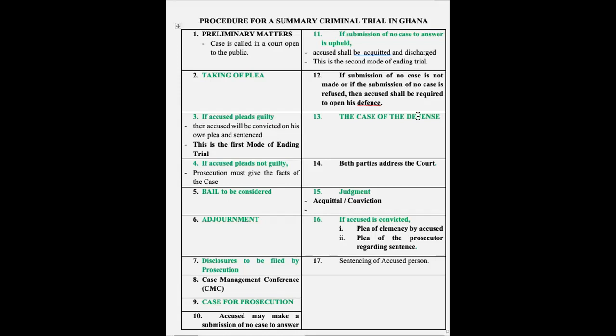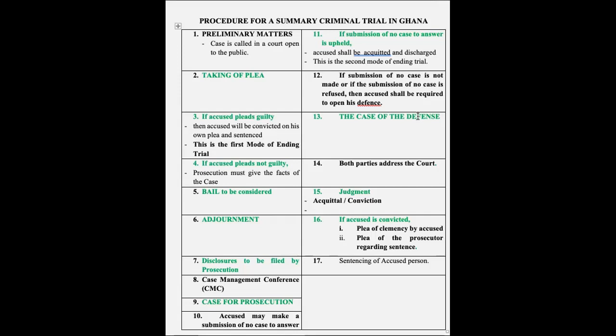So let us do a recap from what I've said so far up to this point. For summary trial, we deal with preliminary matters. Then we take the plea of the accused person. Guilty, not guilty, guilty with explanation. We look at all those pleas. If the accused person pleads guilty, the accused will be convicted on his own plea. And if the accused person pleads not guilty, the prosecution will have to give the version of their facts.